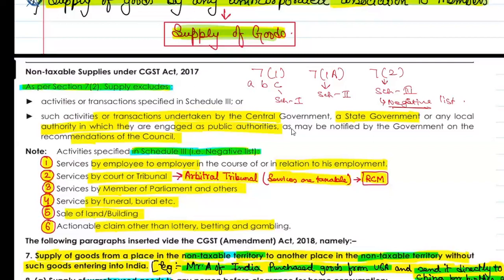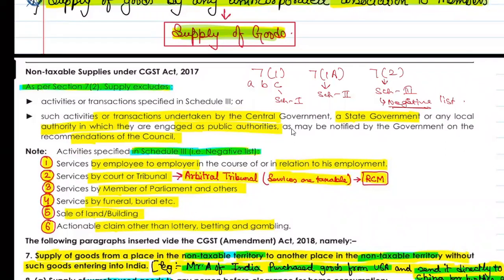There is a case study over there, and we'll discuss more about it. But right now, just understand it is an out of court settlement. Their services are taxable, but on reverse charge mechanism, not on forward charge. So what are the two things that are out of GST? One is employer-employee, the employee's service to the employer in relation to employment.